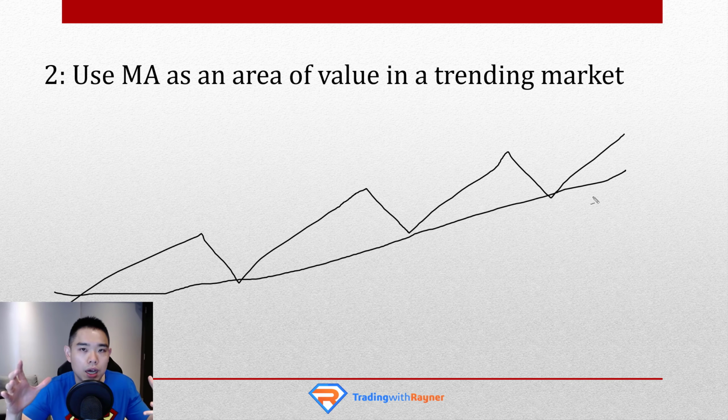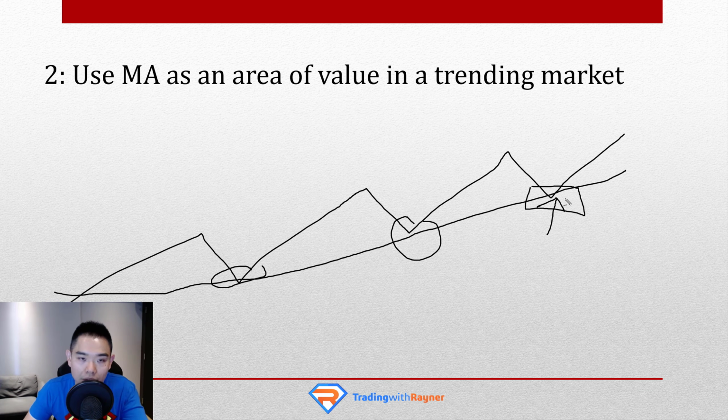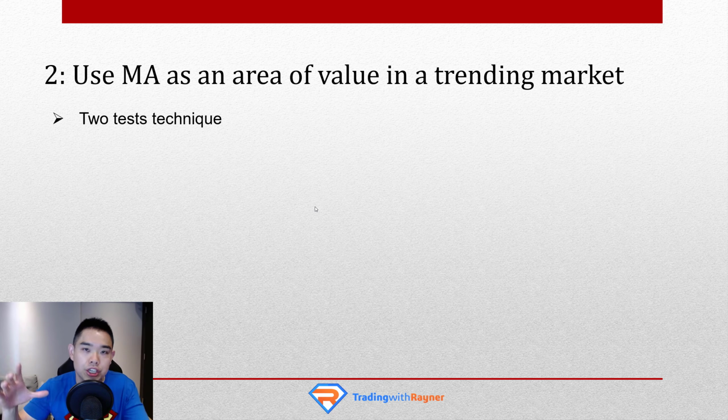How do you know a trend is respecting a particular moving average? This is where the 2 test technique comes into play. I want to see the market test the moving average at least twice. Tested once, tested twice. If that happens, then there's a good chance it could respect the moving average and test here for a third time. And this is where you want to look for buying opportunities. This is where the area of value is. Okay, so you can use the moving average as an area of value when the market is trending. And to find out whether the trend respects a particular moving average, you can use the 2 test technique, which I just shared with you.